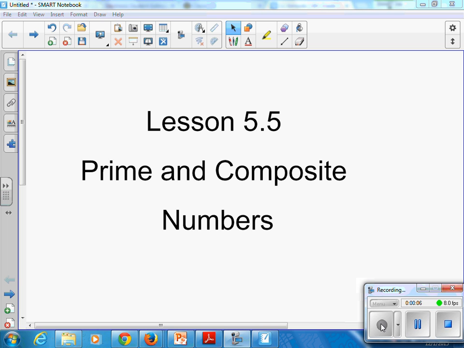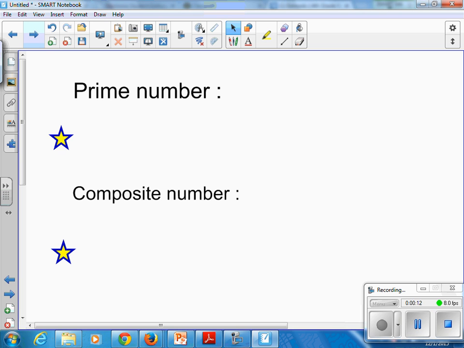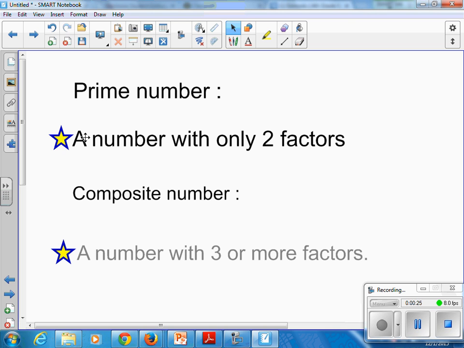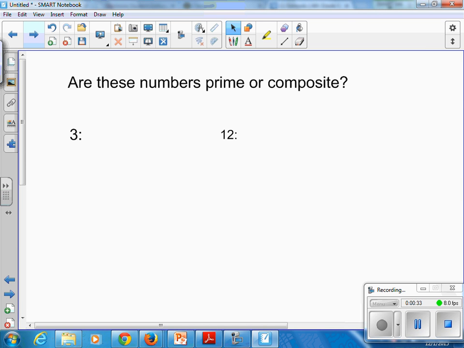We're in lesson 5.5, prime and composite numbers. We've talked about it a little bit in the class, and hopefully you remember that a prime number is a number with only two factors. A composite number is a number with three or more factors. So let's do a little practice to see: are these numbers prime or composite?